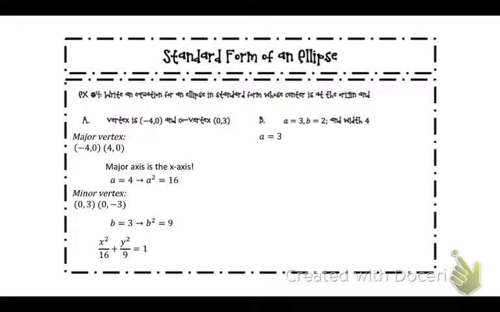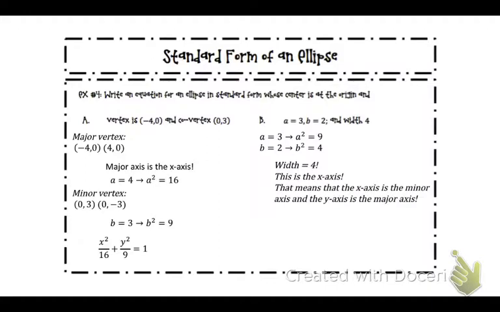Okay? For this last one, we have a equals 3, which means a squared equals 9. B equals 2, which means b squared equals 4. And it has a width of 4. This is the x-axis because width is right and left. That is less than 9, so that means that the x-axis is my minor axis, and the y-axis is my major axis. So this is going to be y squared over 9 plus x squared over 4 equals 1.